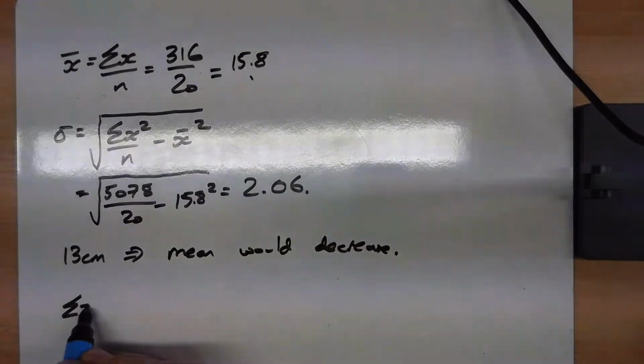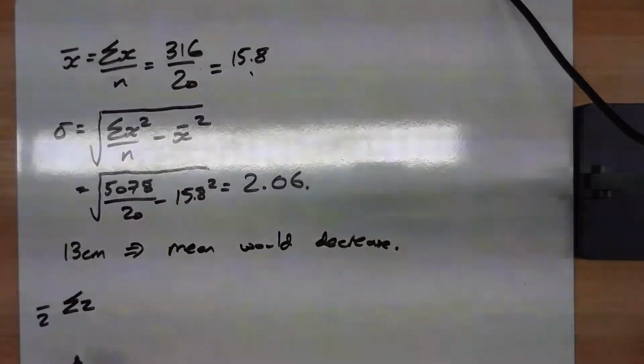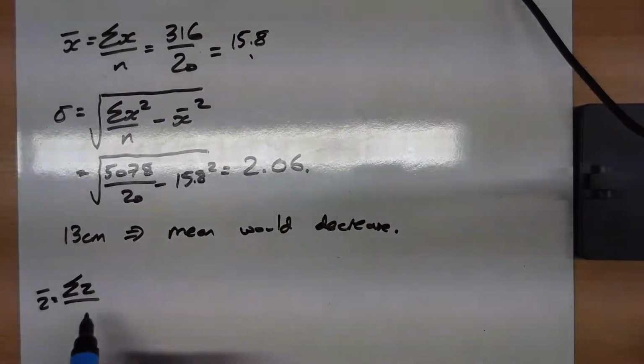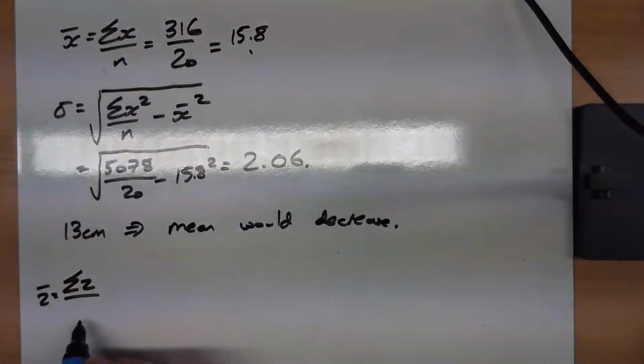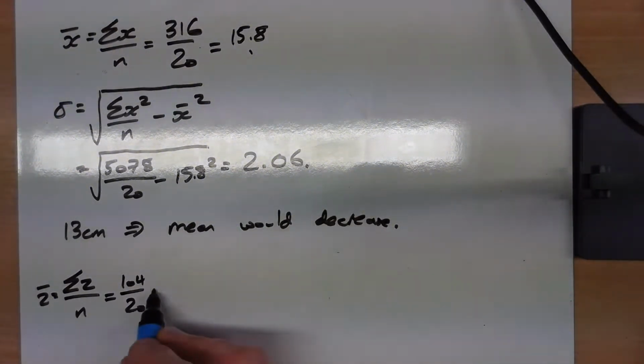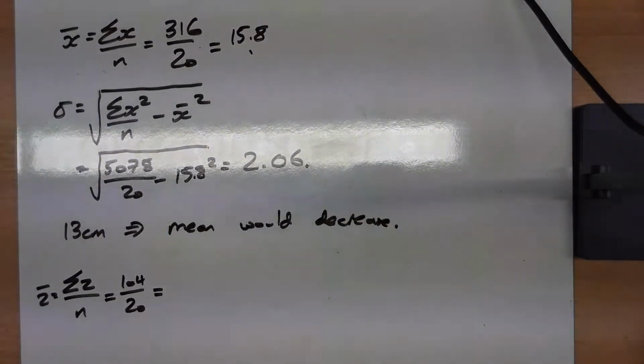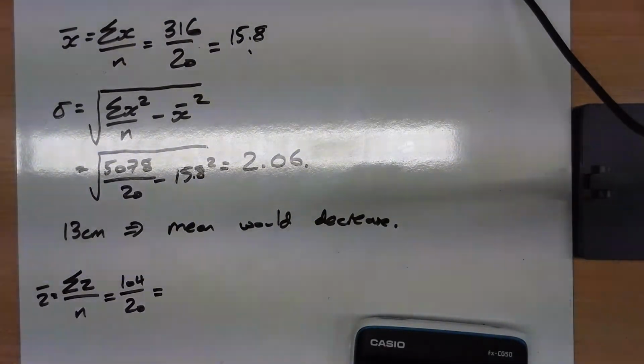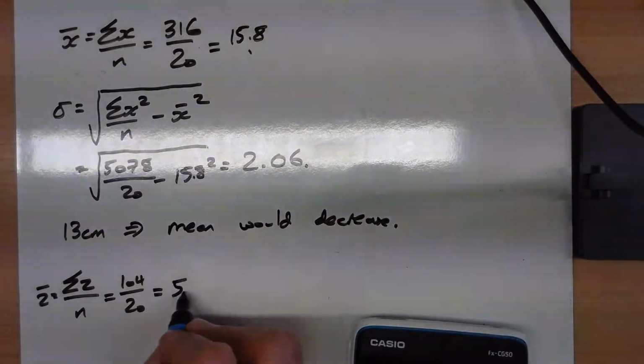But simply, let's just find out the mean of the z's first of all. So the mean of the z's is add up all the z's and divide by how many there are. So that's 104 divided by 20, which is going to be 5.2. I knew that, 5.2.